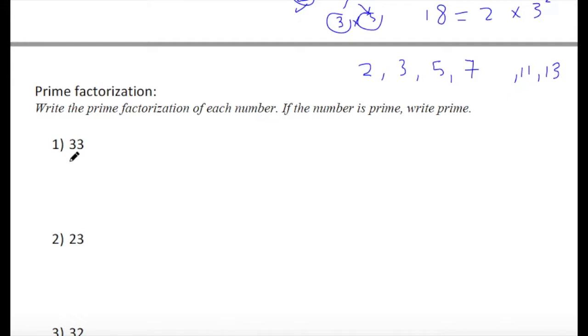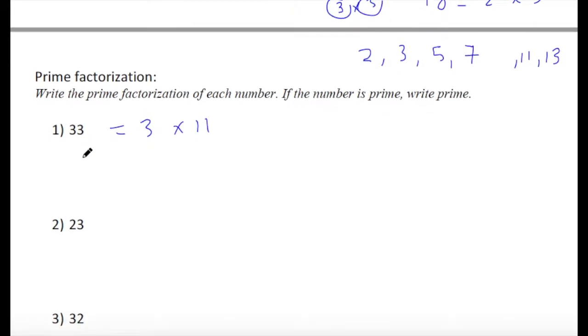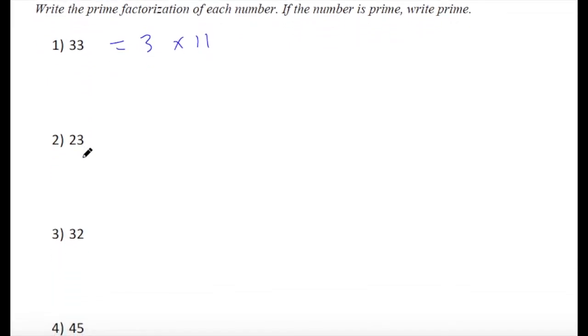Let us check. 33, is it divisible by 2? Of course not, because it's an odd number. Is it divisible by 3? Yes, it equals 3 times 11. And here both 3 and 11 are prime numbers. So this is the prime factorization for 33. For 23, you will find it is not divisible by 2 or 3 or 5 or 7. So 23 is prime.